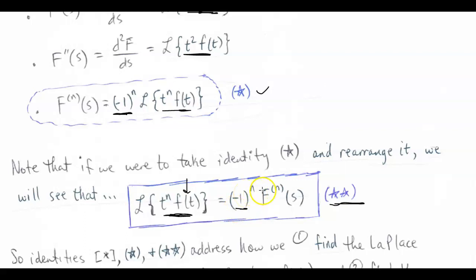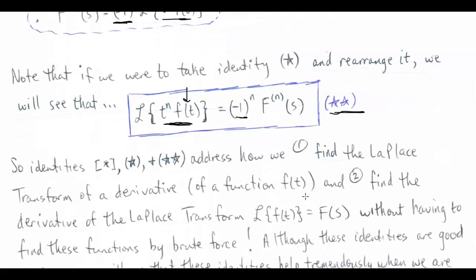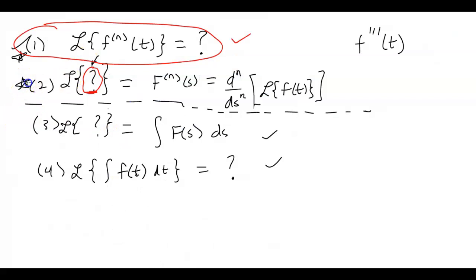Okay. And so that is how we figure out what the nth derivative of the Laplace transform of some function would end up being, and what function would produce the nth derivative of a Laplace transform. Okay. So we've covered this second objective here.